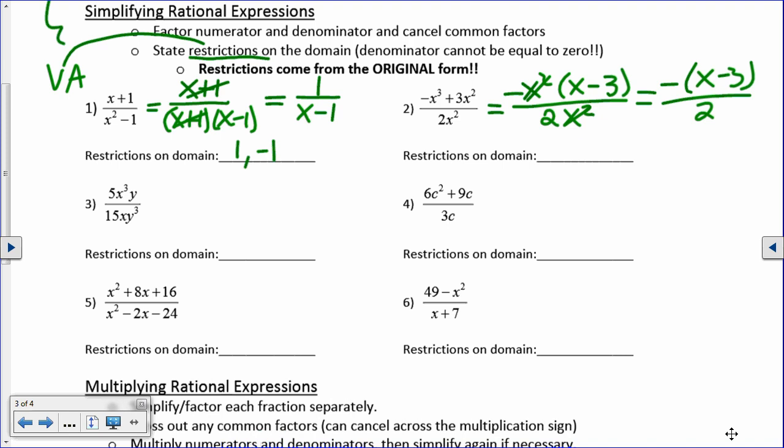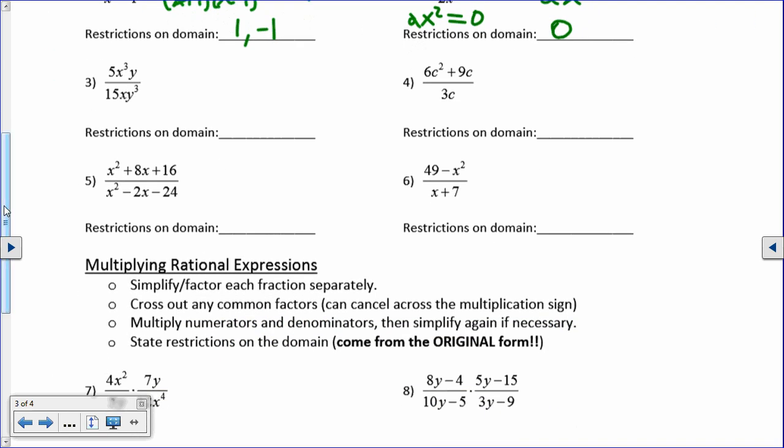Alright, so let's talk about the restrictions. Remember, this is the vertical asymptote. So before I canceled, I did have 2x squared in my denominator. So what value would not be allowed? What would the vertical asymptote be? If I set that equal to 0, two x squared equals 0. What would x be? 0. Anytime you have a monomial set equal to 0, you'll always get 0 back. Okay, so again, go back to before you canceled anything and set the denominator equal to 0, that would be your restriction. Again, you're looking for vertical asymptotes there.